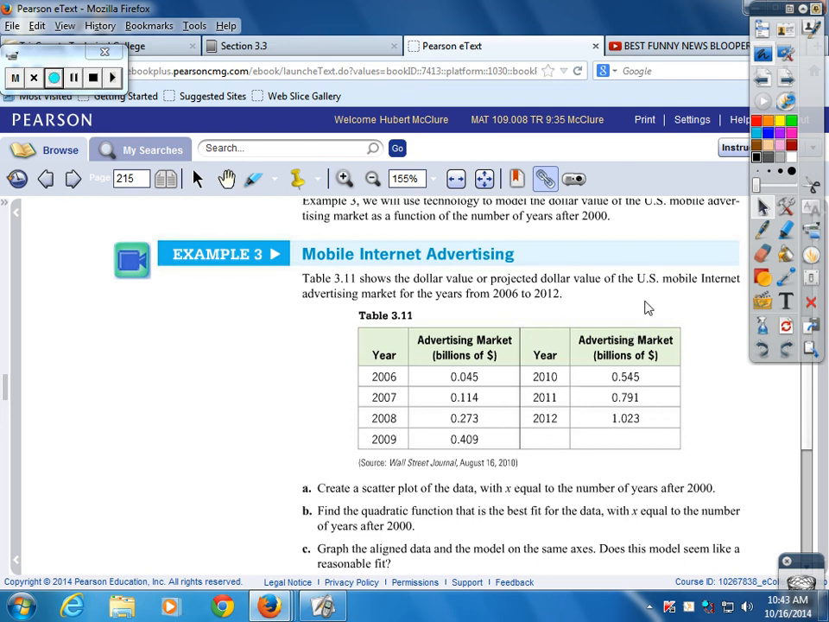So go ahead and create a scatter plot on your calculator. X is equal to the number of years after what? 2000. Or you can do it on the Excel spreadsheet if you want to. And then they want you to find the function for the best fit.